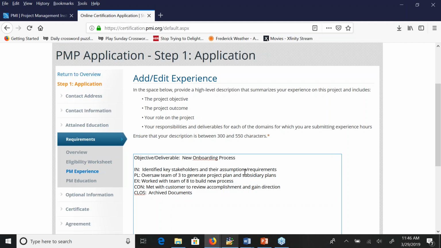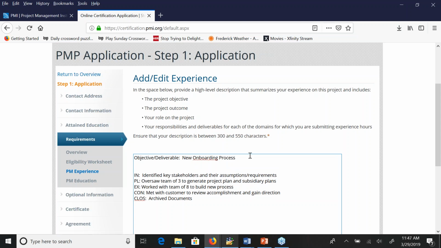And then you look at what did I do in each of, and notice it says your responsibilities and deliverables for the domains for which you are putting in experience hours. So what's missing out of this one is my role on the project. Role: PM. Oh, yes, they know what a PM is. I don't have to do that. And then it says your responsibilities and deliverables for each of the domains: initiating, planning, executing, monitoring, controlling, and closing.